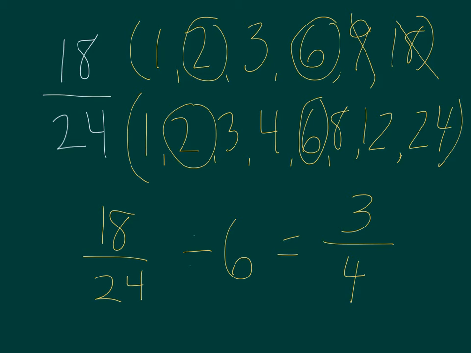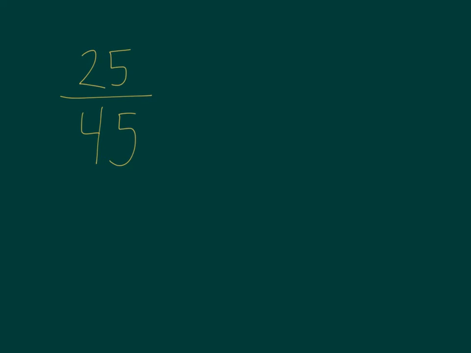I make sure I think about that before I say that's my final answer, because there's only one number separating these two. So 4 and 3 are only separated by 1, so that is in simplest form. Now try one on your own. Pause the video to try it on your own, then listen to my description.